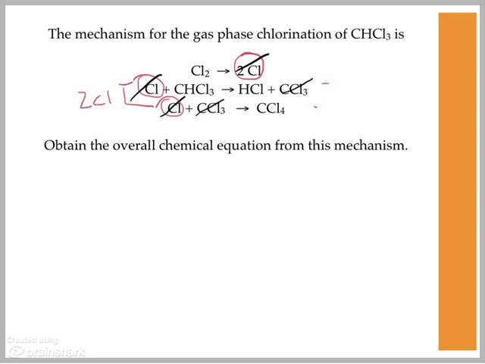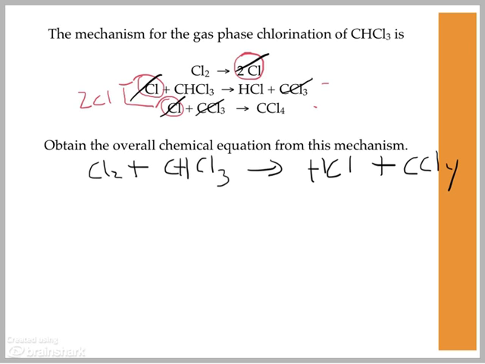So now just write out what you have left. So you have Cl2 plus CHCl3 yields HCl plus CCl4, like that. Anything that you crossed out, those are known as reaction intermediates. And then here's your overall reaction for this, and that's how you're able to get it from the reaction mechanism.